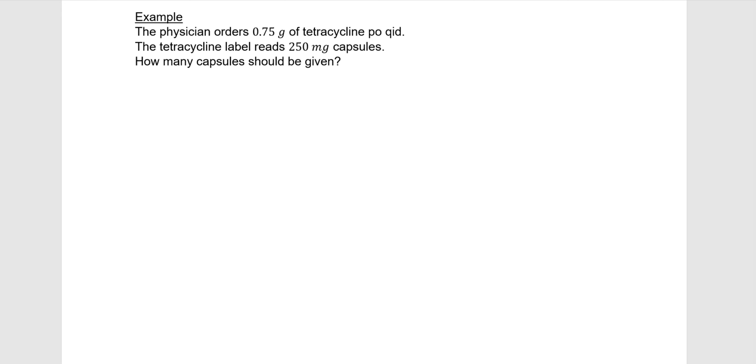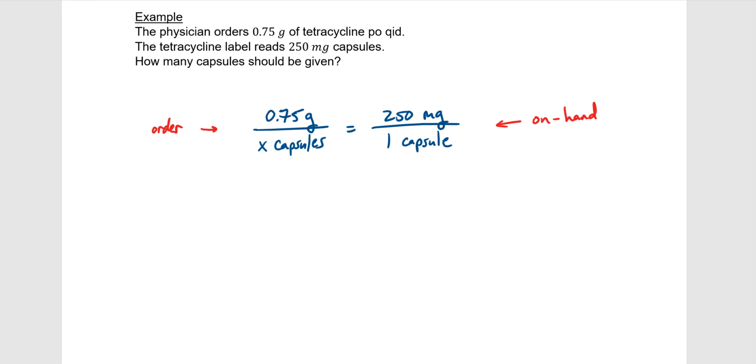Okay, so setting up this proportion. So we have 0.75 grams per X capsules equals 250 milligrams per 1 capsule. So we're looking for X, but we notice that these numerators have different units. So we can either convert 0.75 grams into milligrams, or we can convert 250 milligrams into grams. What I'm going to do is convert 0.75 grams into milligrams.